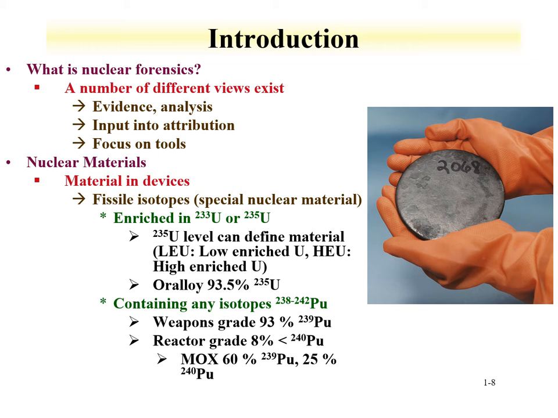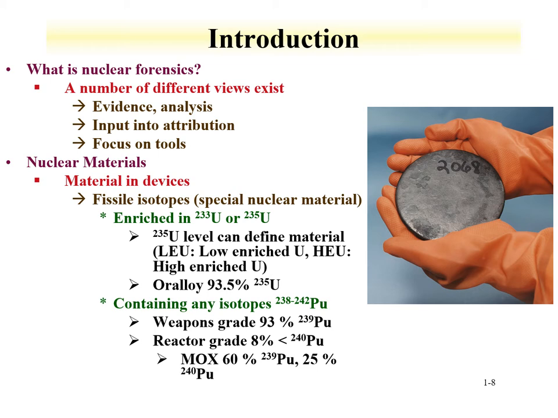And what are some of these materials? Well, there's a few different types of nuclear materials that could be of interest to nuclear forensics. Materials and devices are an obvious choice. So fissile isotopes, those that have special nuclear material. So things like uranium enriched in uranium-233 or uranium-235. The level of uranium-235 enrichment often defines material. Things can be depleted uranium, low-enriched uranium, or high-enriched uranium. The low-enriched, high-enriched boundary is at 20% uranium-235.